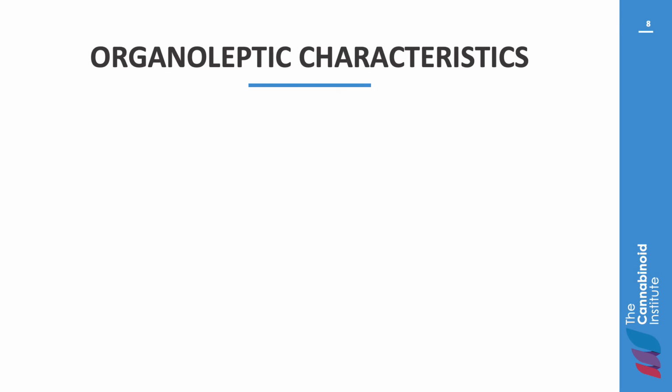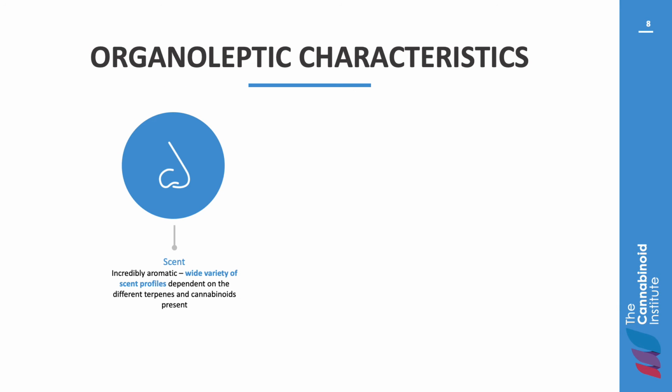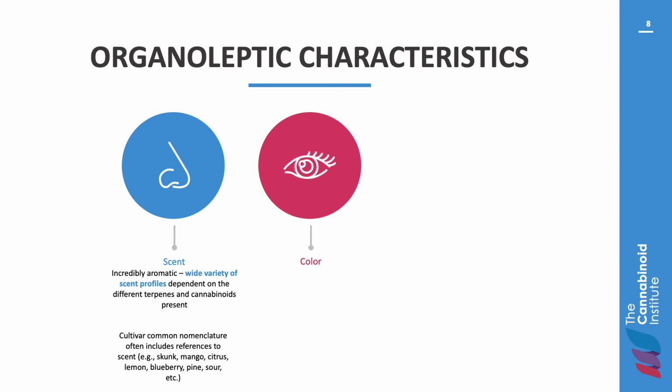Aside from its morphology, cannabis plants can also be characterized through organoleptic measures. Cannabis plants are incredibly aromatic and produce a wide variety of scent profiles dependent on the different terpenes and cannabinoids present within the plant. Common nomenclature for cultivars often include references to scent, such as skunk, mango, citrus, lemon, blueberry, pine, or sour. The cannabis plant also varies quite a bit in color.